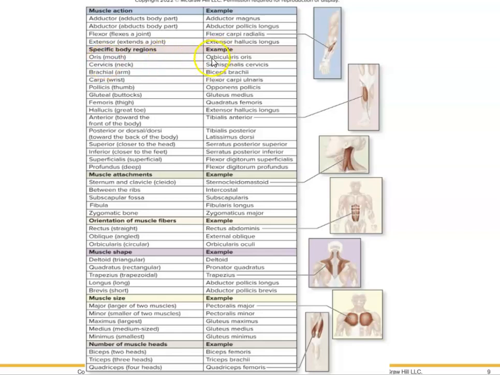Okay, let's look at orbicularis oris. Orb, circle, oris, around the mouth. Semispinalis cervicis, cervicis of the neck. Brachii, arm. Carpi, wrist. Flexor tells you action. Ulnaris tells you it's on the ulnar side of the arm. All right, so you can read through these.